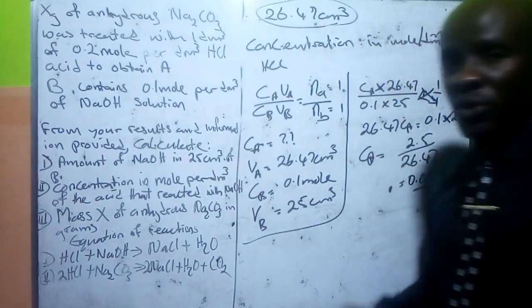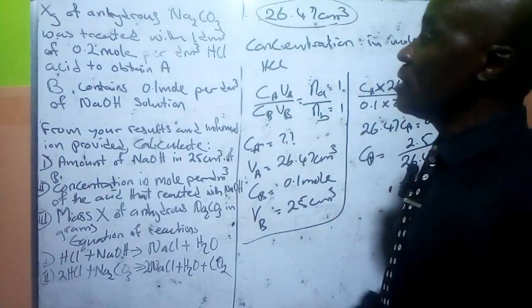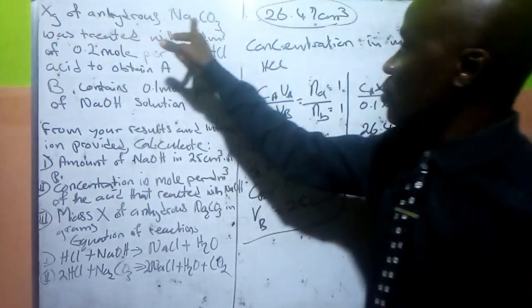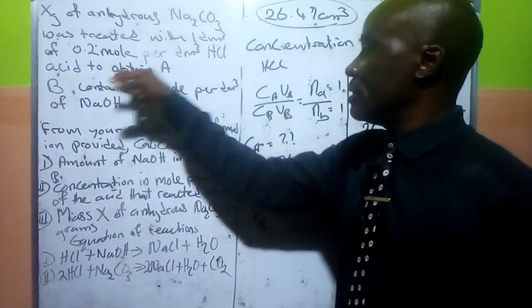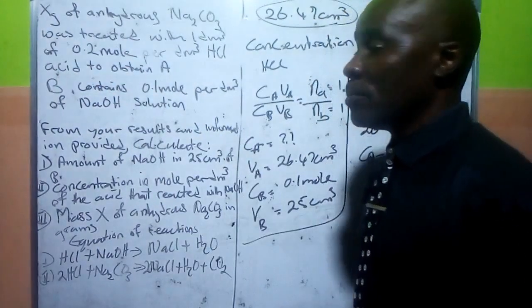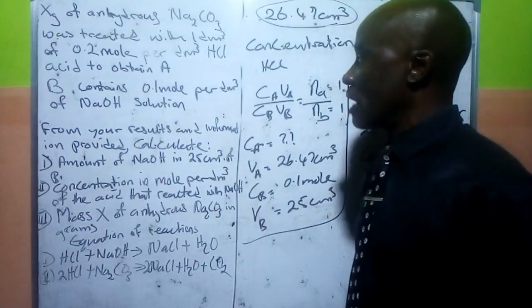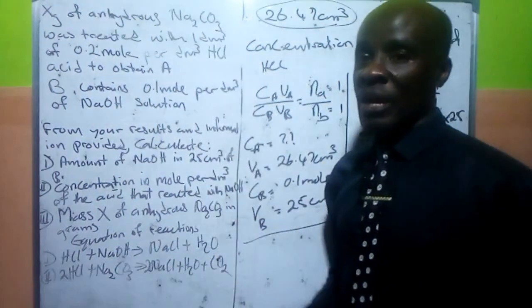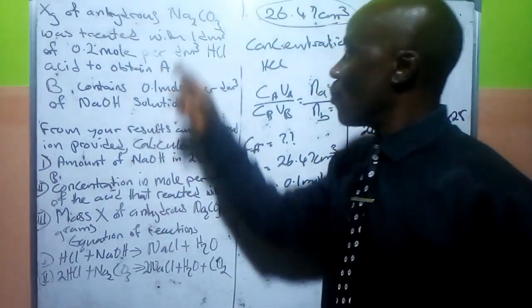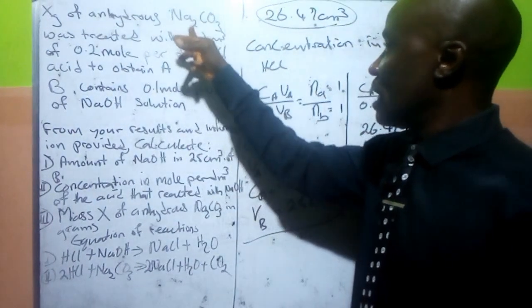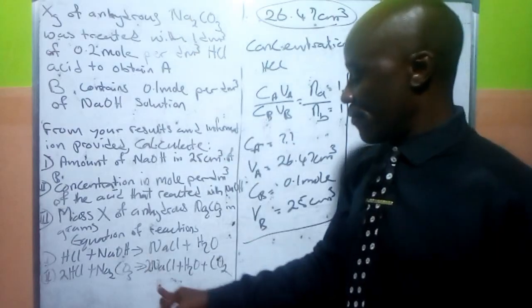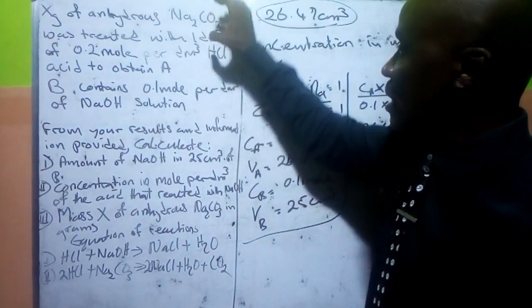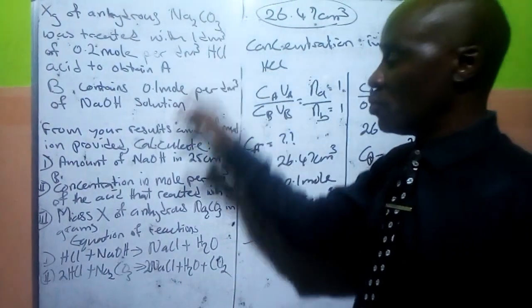So now I want to take you back to the statement we have here. In this statement, it said S gram of anhydrous sodium trioxocarbonate treated with 1 dm cube of 0.2 mole per dm cube of hydrochloric acid to obtain A. That means now you cannot put this sodium trioxocarbonate there without any effect. The moment you put this thing here, some of them will react to liberate carbon 4 oxide, water and sodium chloride too. So this is actually another side reaction that happened before we were able to do our titration.